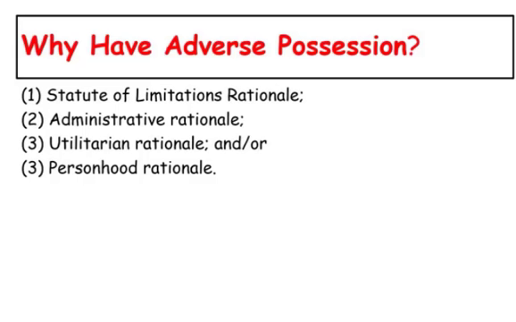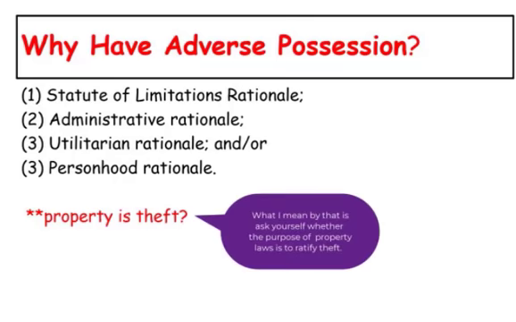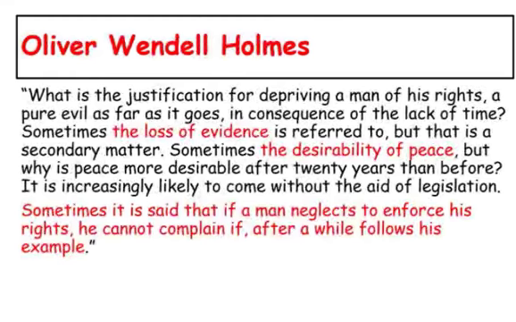So there are a bunch of different rationales, and conveniently enough for us, Justice Holmes described most of them. As we look at what Justice Holmes had to say about adverse possession, I want you to keep in mind the question of, is property theft? That's sort of where we started the class, and now we're back to it. Justice Holmes describes a bunch of rationales, right? One, he talks about over time, you lose evidence.